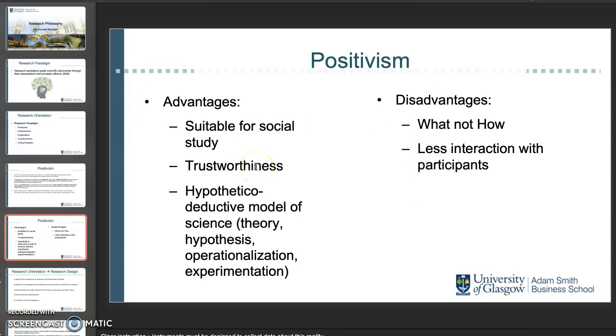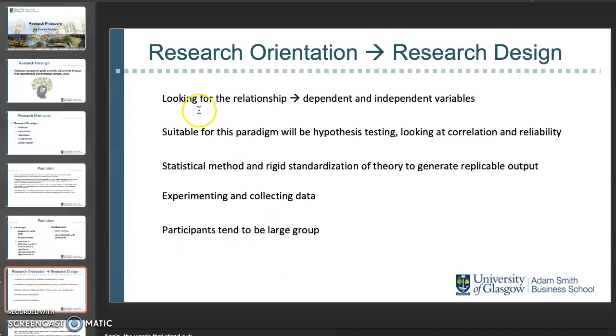So looking at the orientation, I think it will always affect our research design. It means that who I am, who you are, will reflect on and affect the research design you are going to pursue later on. So for example, you can see this. My research orientation will drive what kind of research design. Why do I say that?